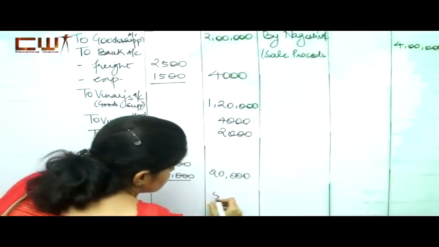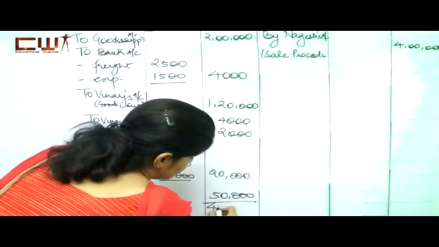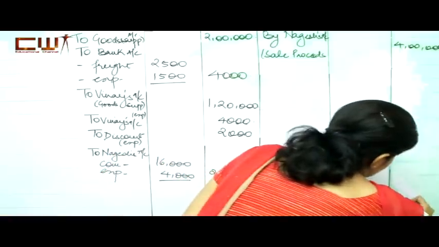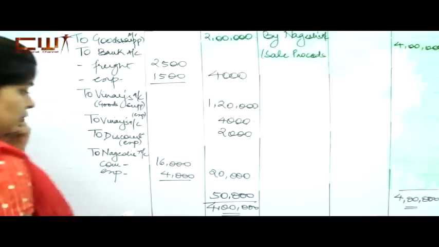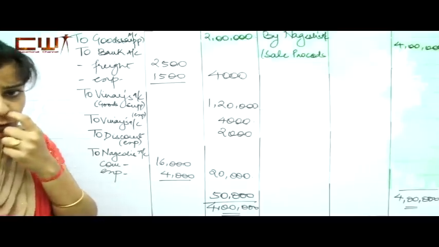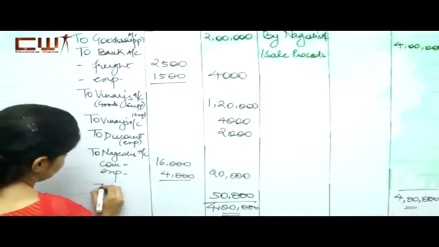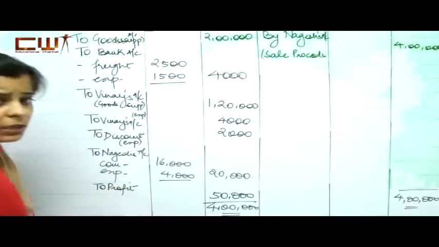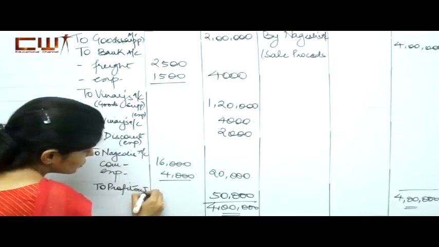So the balance is how much? This is 4 lakh. Balance it here also, 4 lakh, right? Then you have to divide it in the ratio. So it will be equal, 1,25,000 each. This is the profit. Profit is transferred to the co-venturers' accounts, or you write profit on joint venture.